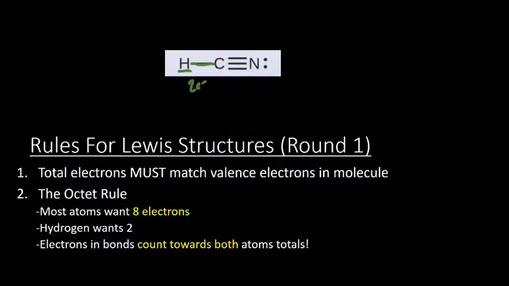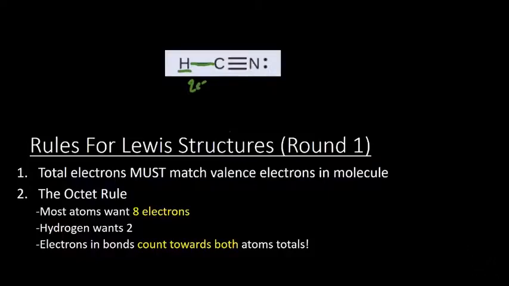Okay, so the first 2 rules. The total valence electrons on my molecule have to be correct. They have to match what each atom brings to the table. The octet rule tells us that once we've formed all these bonds between our atoms, each atom typically wants 8 electrons. There are exceptions to that. Hydrogen is one, and in a future video we'll go over other exceptions.